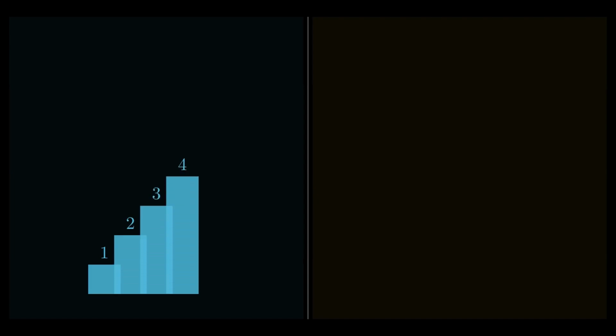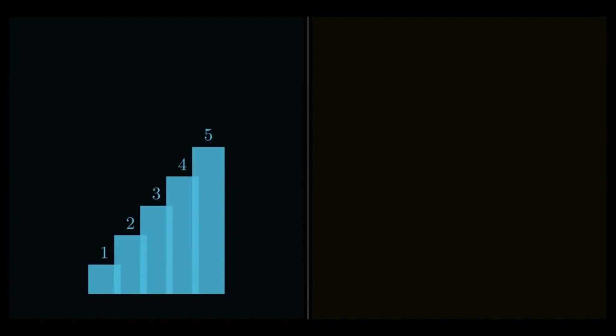Let's compare two worlds. On the left, addition. On the right, exponents. Each step on the left added exactly 1. 1, 2, 3, 4, 5. Each step covered the same distance. Every change is predictable. Now, look at the right.